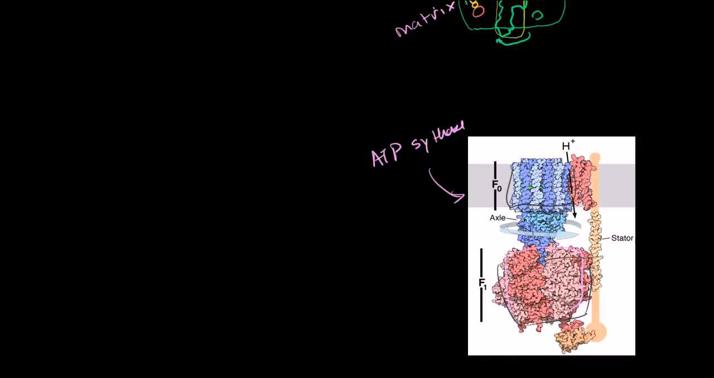The axle gets spun. And as the axle gets spun, ADP and phosphate groups that are lodged inside this F1 part of the protein get pushed together. You have to put energy into the reaction in order to make them stick together, but they get pushed together by the protein itself as this axle turns around. And this axle turns around from the energy of the hydrogen going.